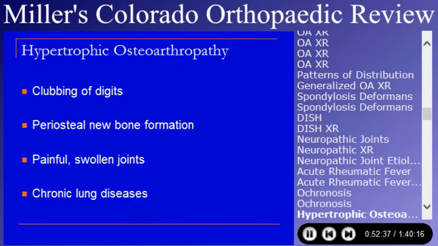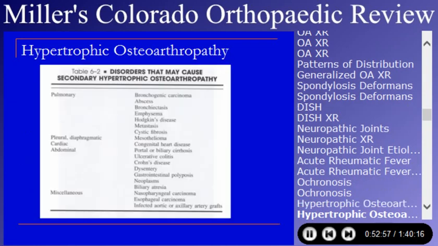Hypertrophic osteoarthropathy shows up regularly on in-trainings. Almost always the secondary osteoarthropathy is what they're interested in. It's associated with clubbing of digits, periosteal new bone formation, painful swollen joints, and chronic lung diseases. The classic lung disease is bronchogenic carcinoma, and that's the one they tend to ask about. But it can occur in a bunch of other lung diseases, and this is a test question that they like.